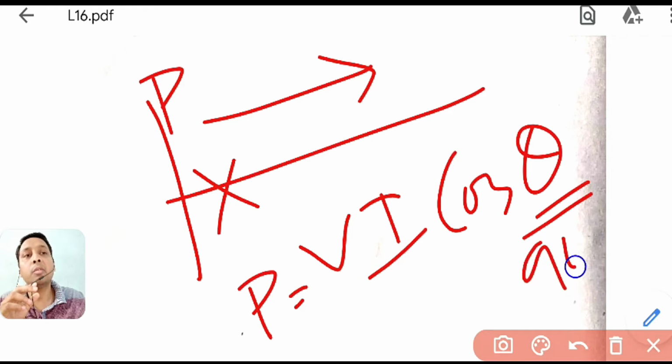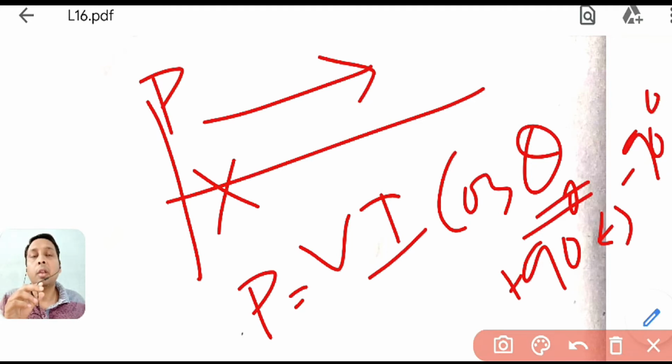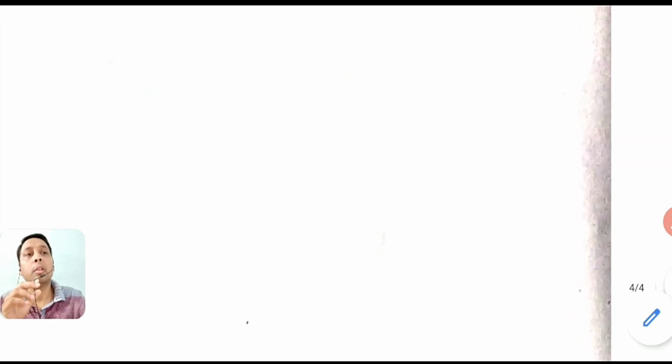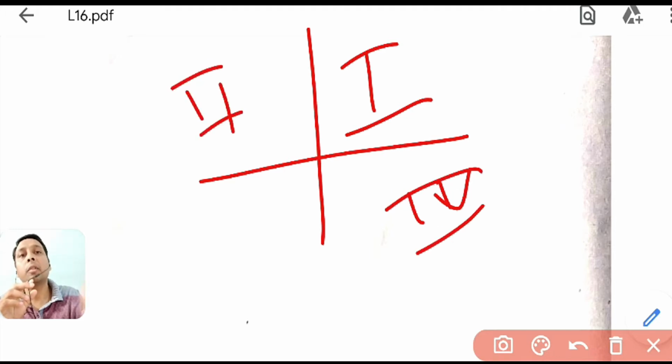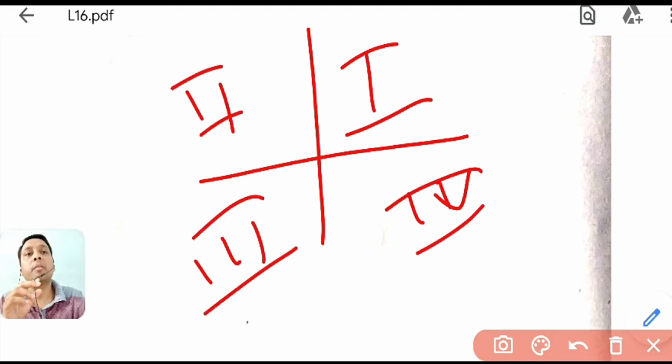So if theta is between plus 90 and minus 90, that is the first and fourth quadrant. Remember your coordinate geometry. This is your cos, this is your first quadrant, this is your fourth quadrant. First, second, third, fourth. So who remains positive in first and fourth? Cos theta remains positive here.